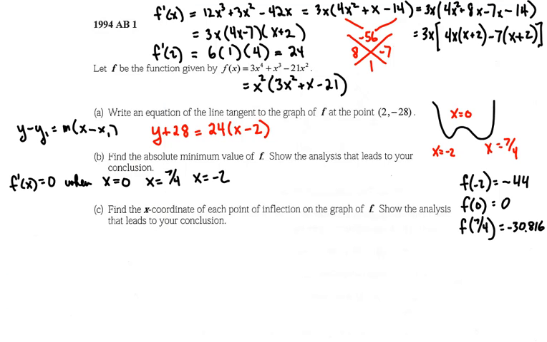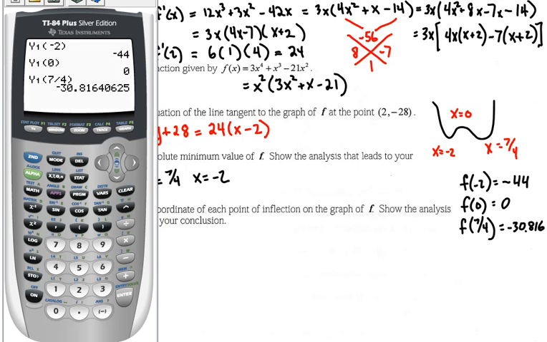Okay, so I had negative 44 for f of -2, and I'll show the calculator so that you can see those values there. 0 for f of 0, and -30.816 for f of 7/4. Now on an AP test, when you do use your calculator and when you do have decimals, you're going to round that to 3 decimal places. So we have -30.816. And so we can see that the absolute minimum value was f of -2, the location was at x equals -2, and the absolute minimum value was -44.